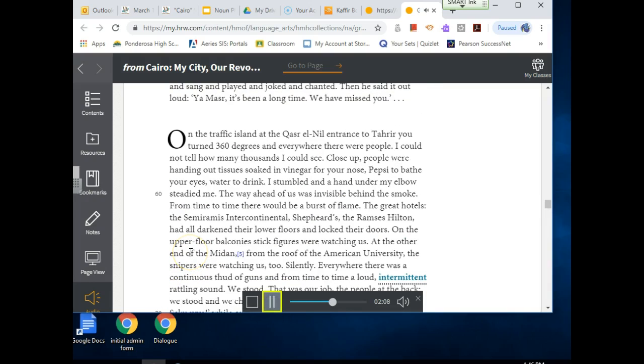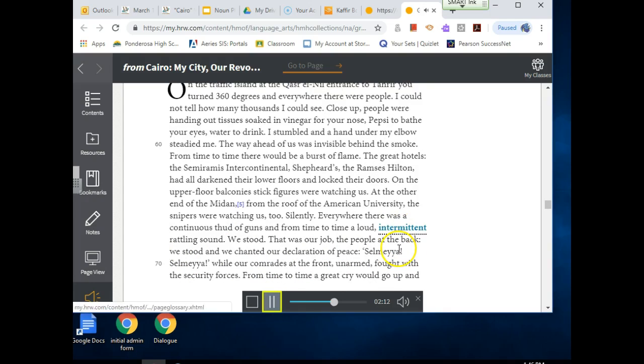We have missed you. On the traffic island at the Kasr El Nil entrance to Tahrir, you turned 360 degrees, and everywhere there were people. I could not tell how many thousands I could see. Close up, people were handing out tissues soaked in vinegar for your nose, Pepsi to bathe your eyes, water to drink. I stumbled, and a hand under my elbow steadied me.